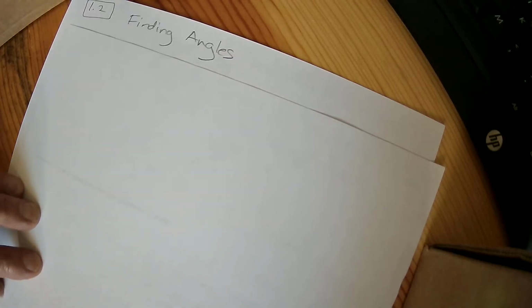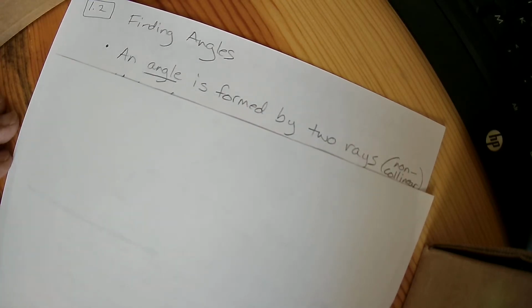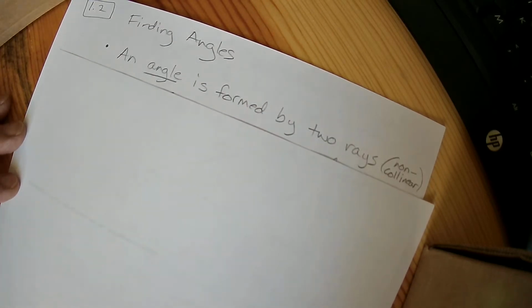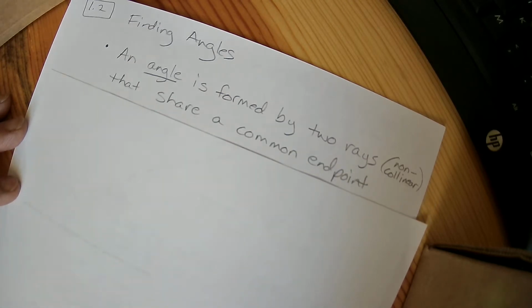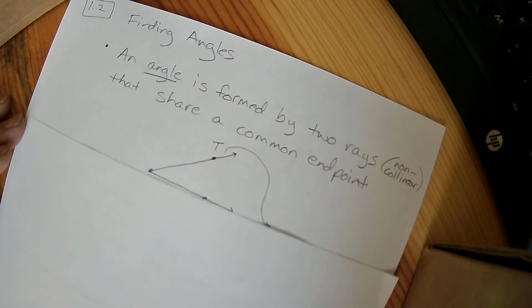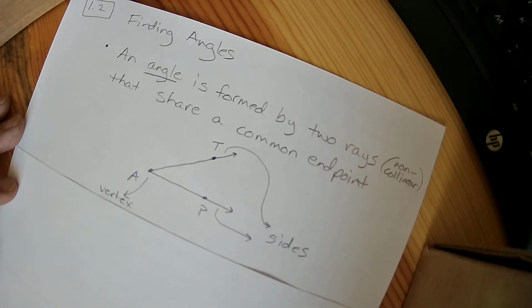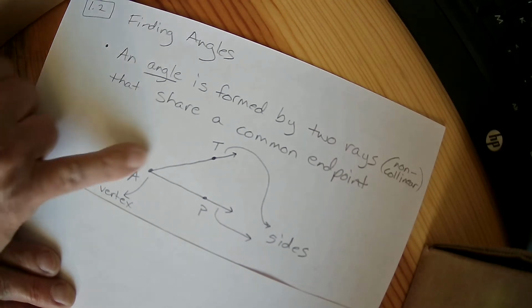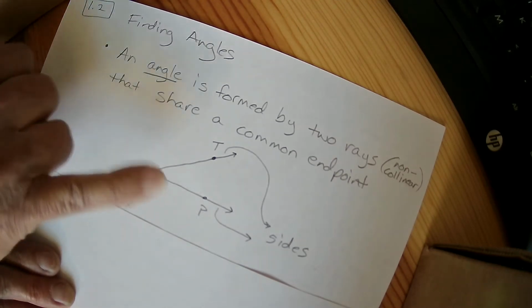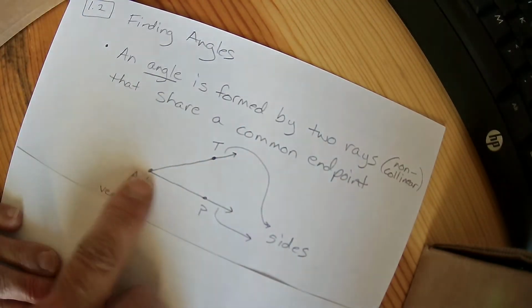Okay, in section 1.2, we're going to be finding angles. So an angle is formed by two rays that are non-collinear that share a common endpoint. So here's the anatomy of an angle. This is the vertex. These are called the sides.